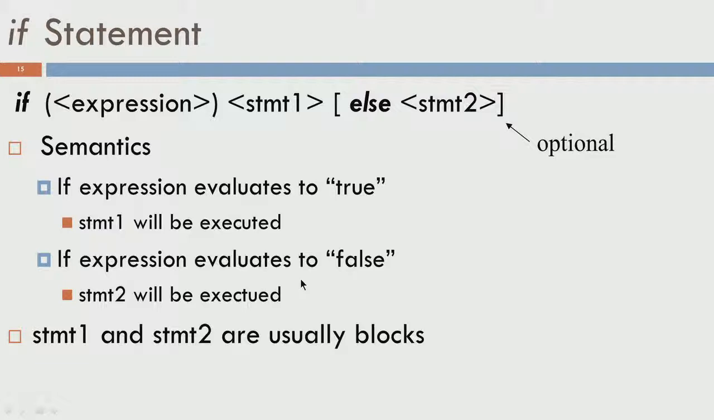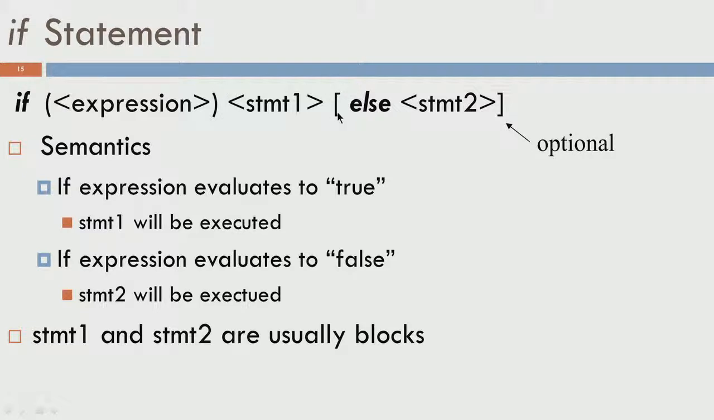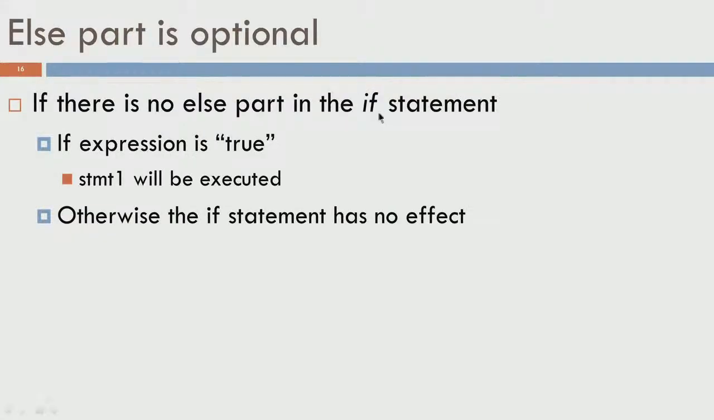STMT1 and STMT2 are usually blocks of code, they need not be just single line code, even though single line code is acceptable. The else part is completely optional, and that is what the square brackets here indicate. The square brackets are not part of the syntax, they just tell you that everything within them is optional. If there is no else part in the if statement, this becomes a single selection statement, and if the expression evaluates to true, statement 1 will be executed, otherwise the statement would have no effect.